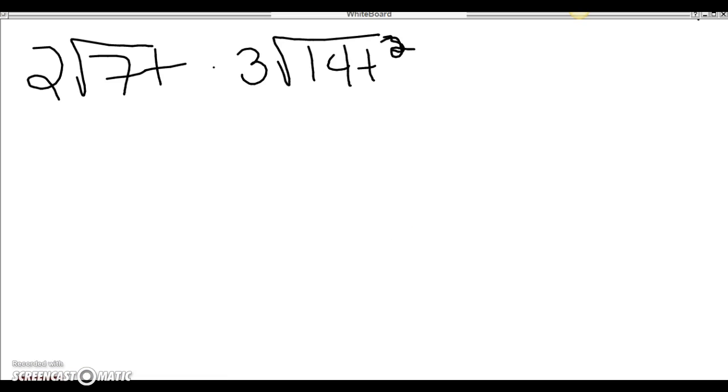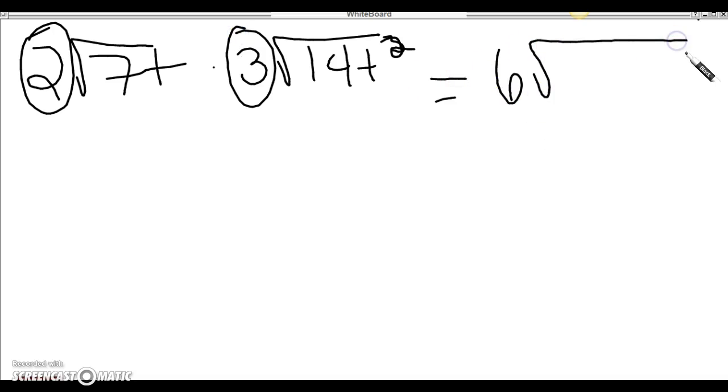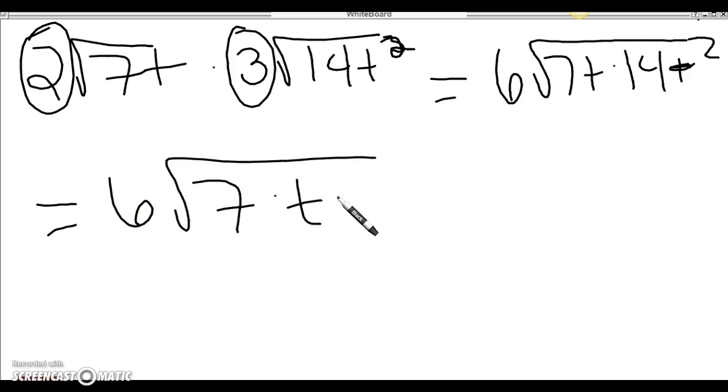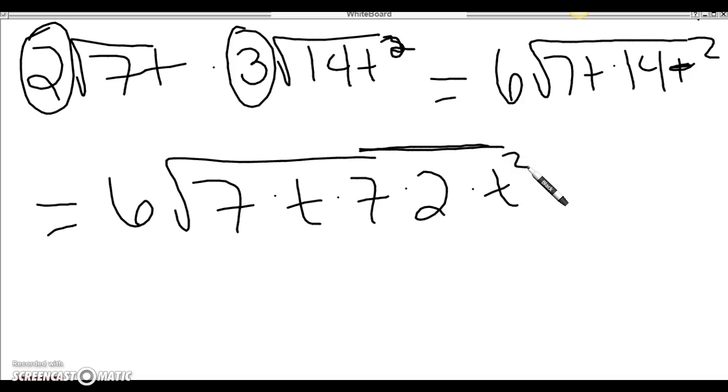And so what's outside the radical or radicands? I multiply those, so I get 2 times 3, which is 6, and everything under goes under, so I get square root of 7t times 14t squared. Now, I don't really like to multiply them out right away because I want to see if I can break it up. So I'm going to leave that as 6, 7 times t times, I'm going to break that 14 down to 7 times 2, and I like the t squared just the way it is. Okay, and so I have two 7s, and that's what I want.